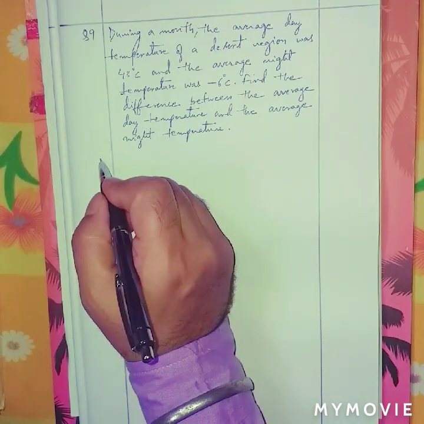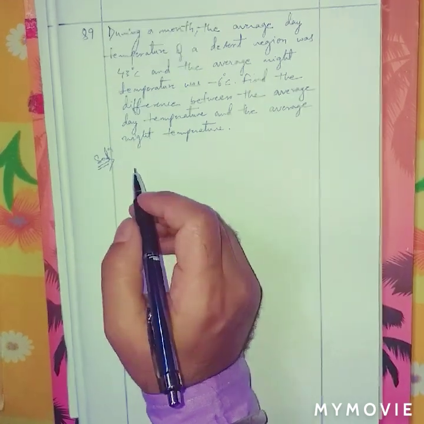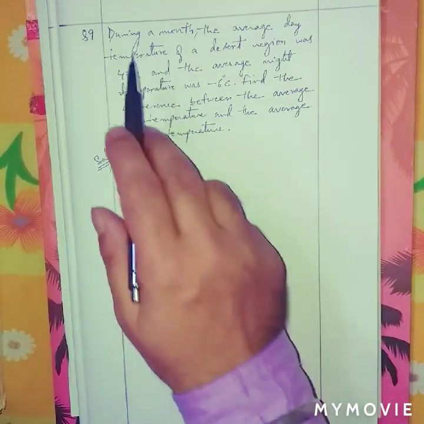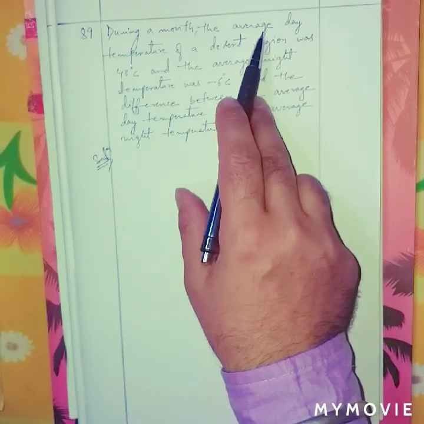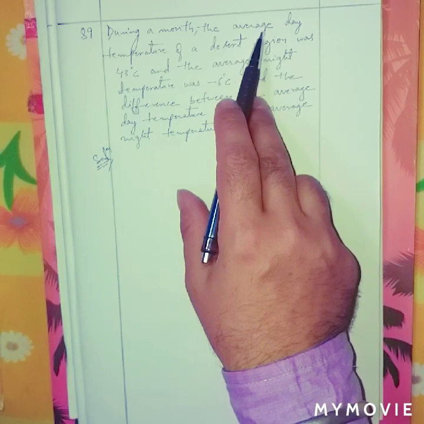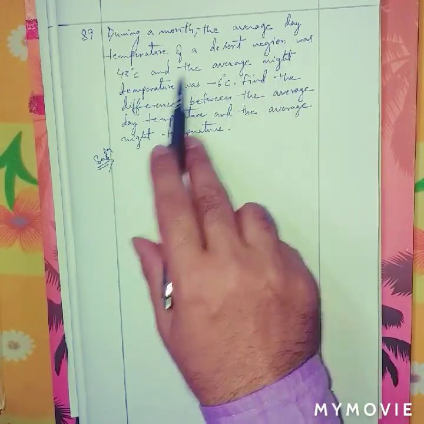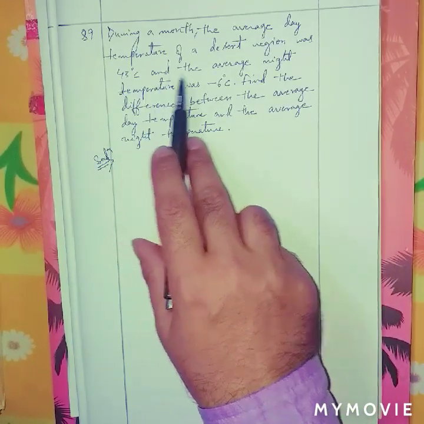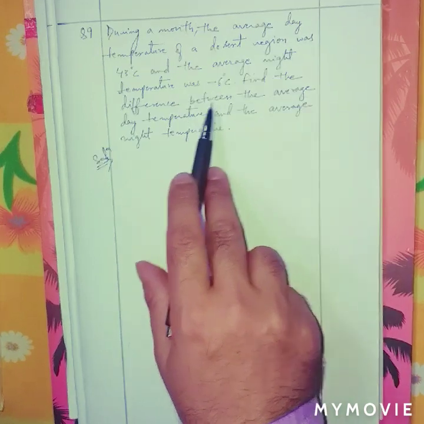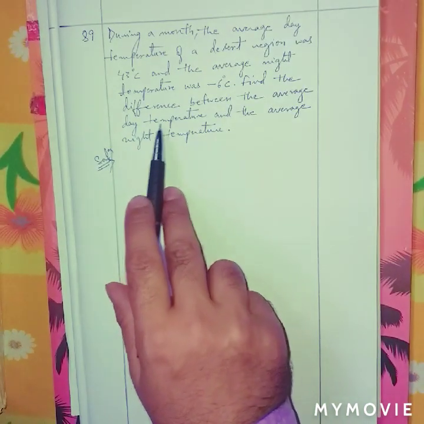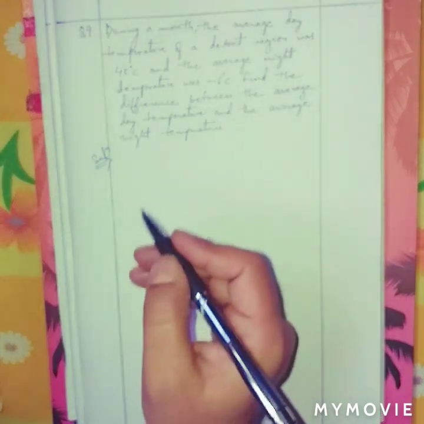So first of all, we'll write the given things from the question. So let us see, during a month, the average day temperature. The word average you should understand, okay, and average night temperature. Two things are given, average day temperature and average night temperature, and the question is asking the difference between average day temperature and average night temperature. So there are two temperatures given.